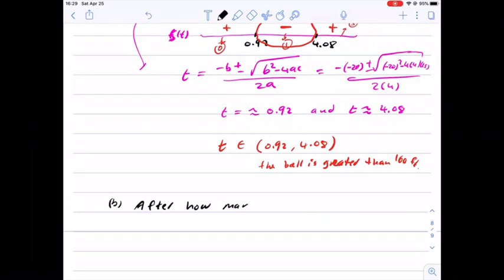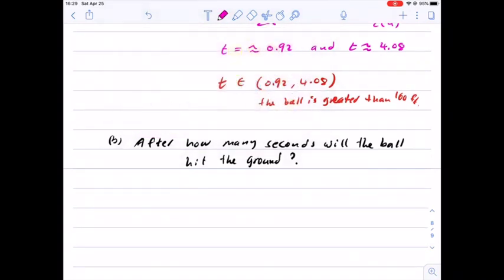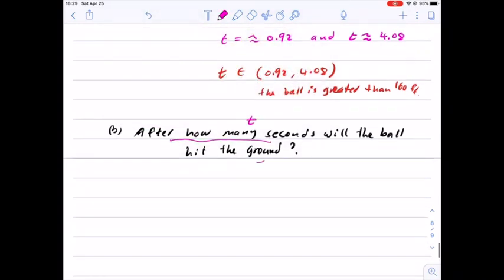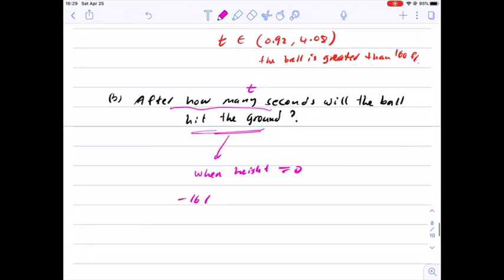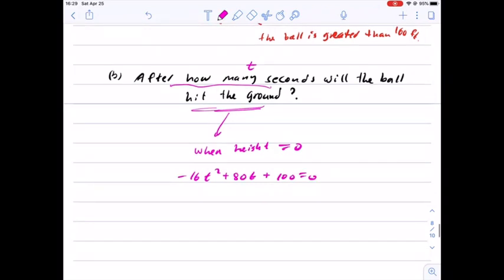Now the last part here is after how many seconds, and that means we are asked to find t here. Well, the ball hits the ground. So we want to find t as well here. How many seconds? That means t. It hits the ground when the height is equal to zero. So that means negative 16 t squared plus 80 t plus 100 is equal to zero, and then we solve this equation for t.